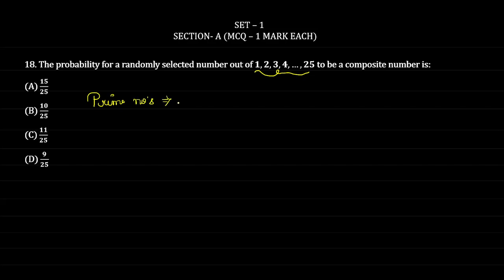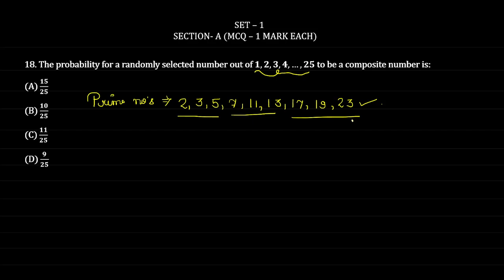Prime numbers: 2, 3, 5, 7, 11, 13, 17, then we have 19, then we have 23. So how many numbers are there? 9 such numbers are there. That means how many composite numbers will there be? 23 minus 9, that means 16 composite numbers. But that is not in the options. That means this is not correct.